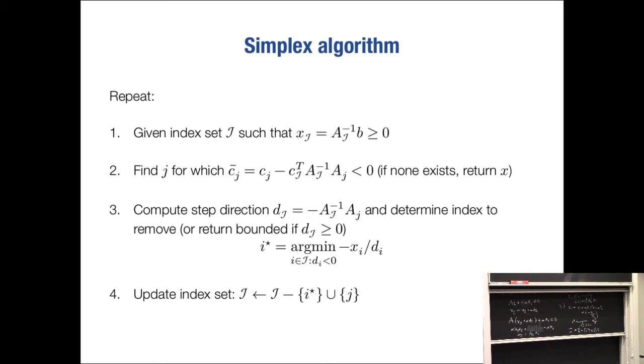I just effectively add an element to my index set, take one out, and by doing so, I've actually moved from one point on the one corner of the polytope to another corner. And that's the simplex algorithm.